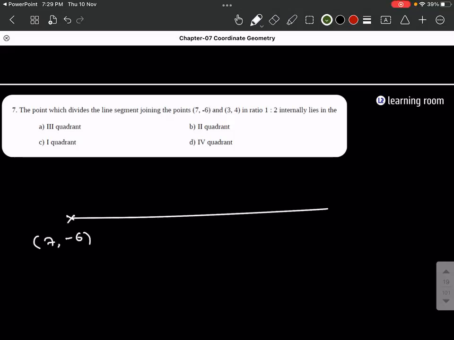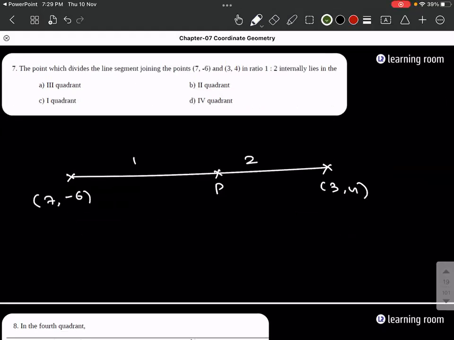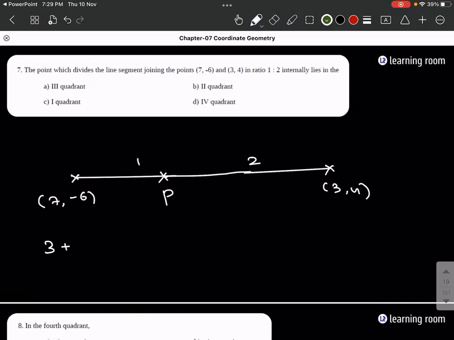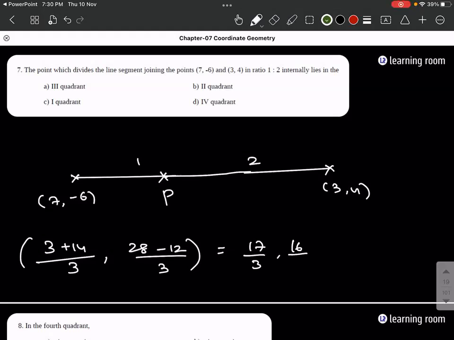7, -6 and 3, 4. If I take the point P here, in the ratio 1:2. So it is (3 plus 14) divided by 3, (28 minus 12) divided by 3. So it will be 17 by 3, 16 by 3. Which quadrant is it? First quadrant.